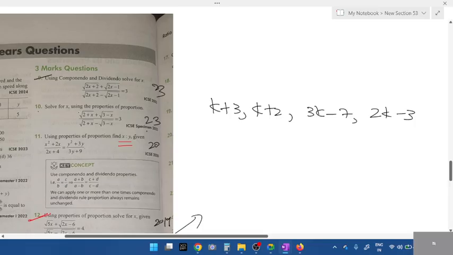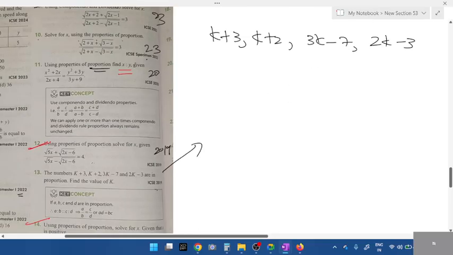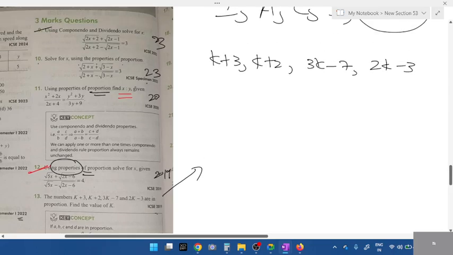10th question. Using the property of proportion. There are four properties we studied. When they mention the word properties, there are four: invertendo, alternando, componendo, dividendo. And componendo dividendo put together. Total five properties. And in that mostly we use componendo dividendo. Even the 11th one using property. 12th one using property. Whenever they mention the word property, it is always componendo or dividendo. Remember that. But look at the 13th question. They didn't tell us using property, students, are in proportion.